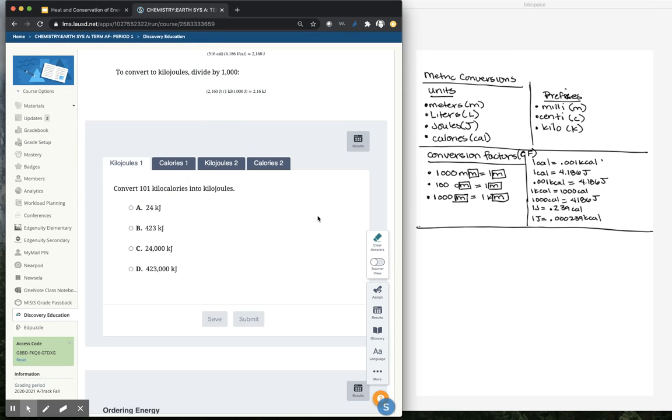So that's the problem that we're looking at. I'm going to go ahead and just write this as KJ1 on my pad for my example. This KJ1 tab is again asking me to figure out how many kilojoules are in 101 kilocalories. So I'm going to write my information: 101 kilocalories is equal to, I don't know how many kilojoules, right?